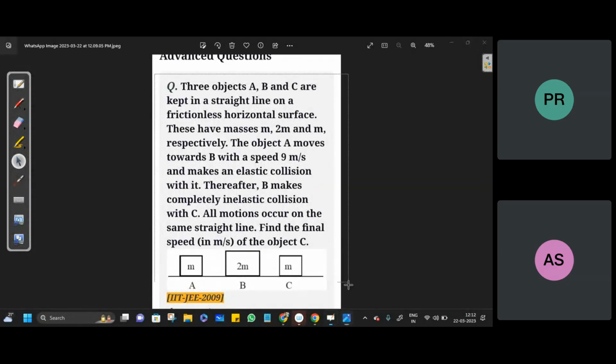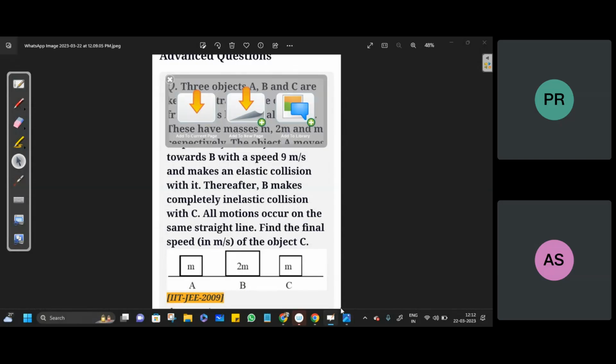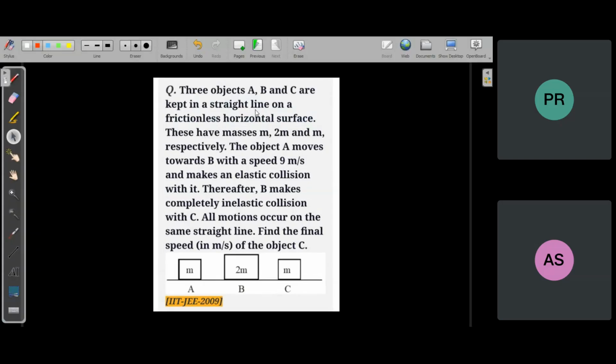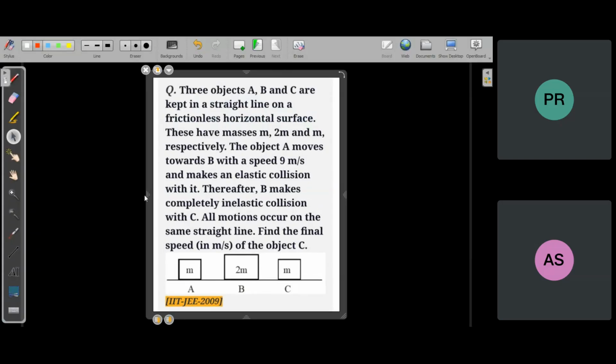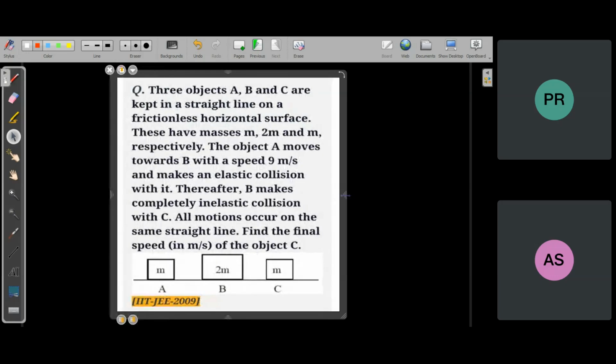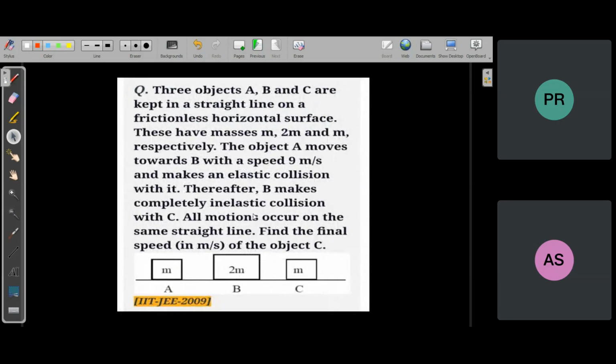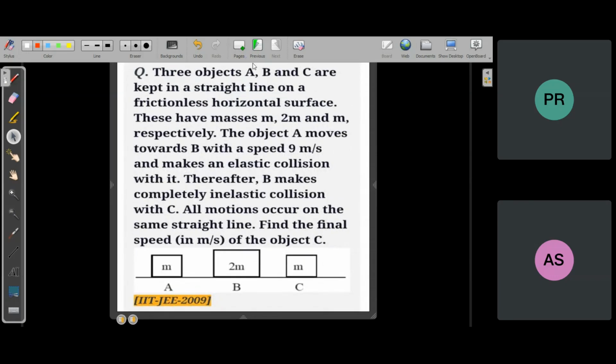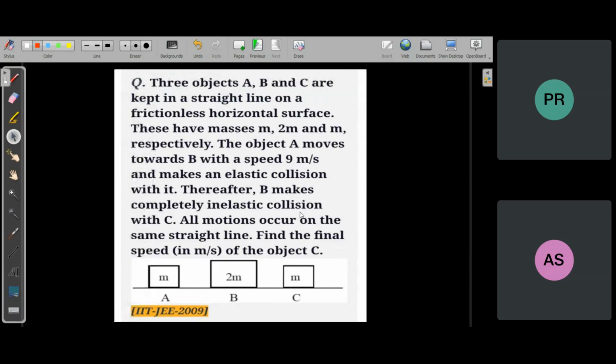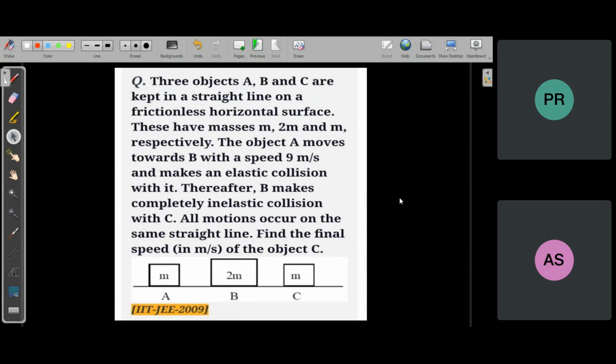IIT JEE 2009. Is it visible clearly? Yes, sir, it is visible clearly. Okay, try this one. Three objects.